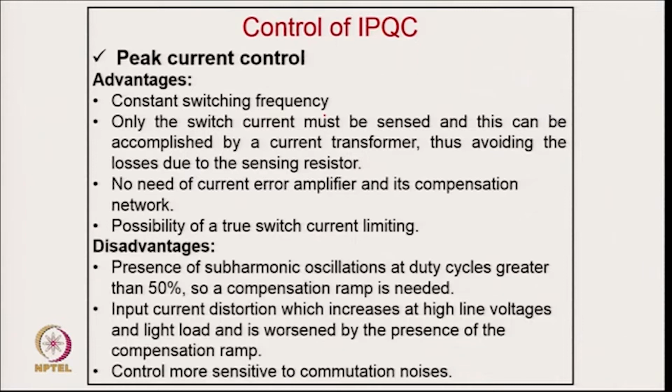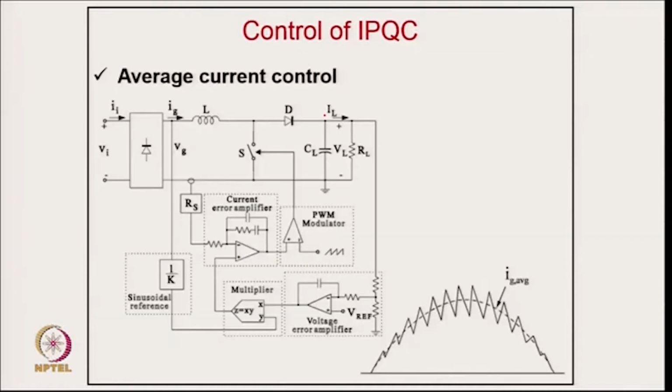So, these are the benefits or advantages, but there are some disadvantages: presence of subharmonic oscillation at duty cycle greater than 50%, so a compensation ramp is needed; input current distortion which increases at high voltage and light load, and is worsened by the presence of the compensation ramp; and control more sensitive to commutation noises. Well, the other control for this PFC power factor corrected boost converter, typically shown here, we call average current control.